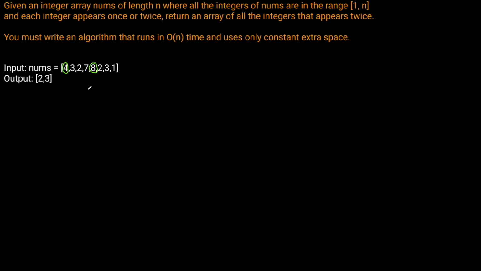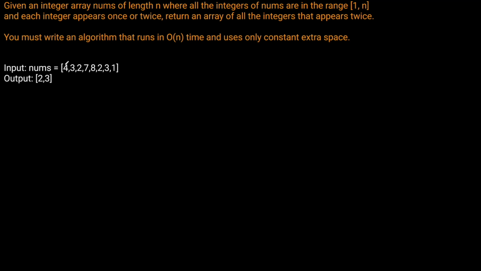So when we see a number, we're going to mark the value at that index with a negative. And then if we see that number again, when we check the index, if the index value is negative, then that means that we have already seen that number. So for example, let's go through this and we'll kind of rewrite the array.